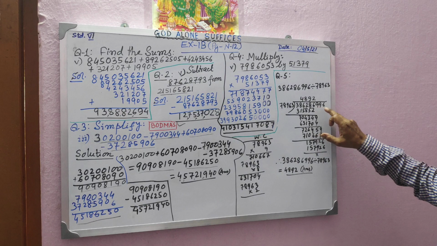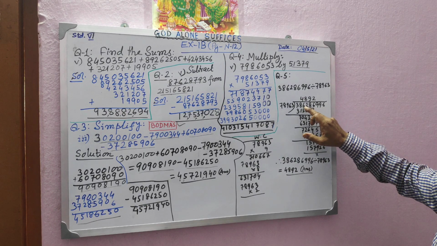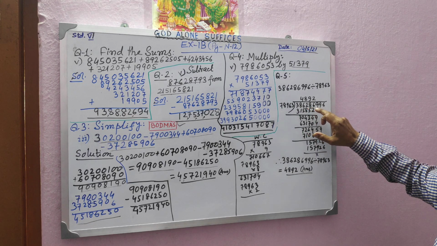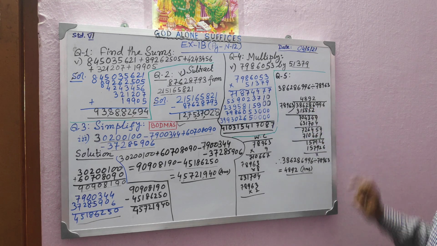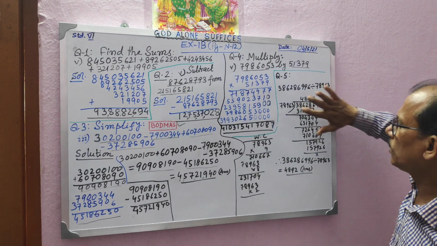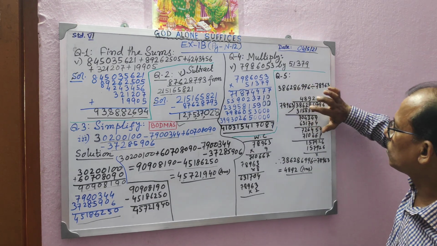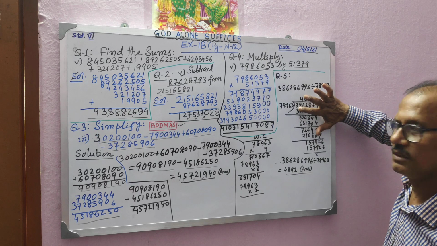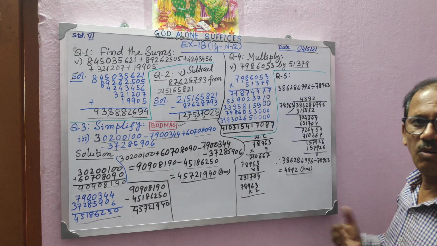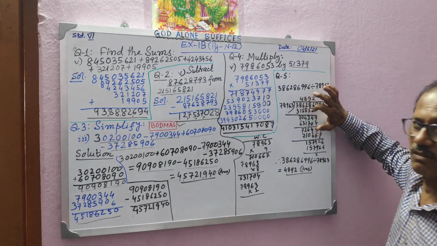Where the number is too large, that means 38 crore 62 lakh 86,996 is the number. So you don't have to worry about the total number. You need to take the first digit of the divisor. You need to take the first digit of the dividend. Is it going? No. 3 is lesser than 7. So you need to take 2 digits of the dividend.